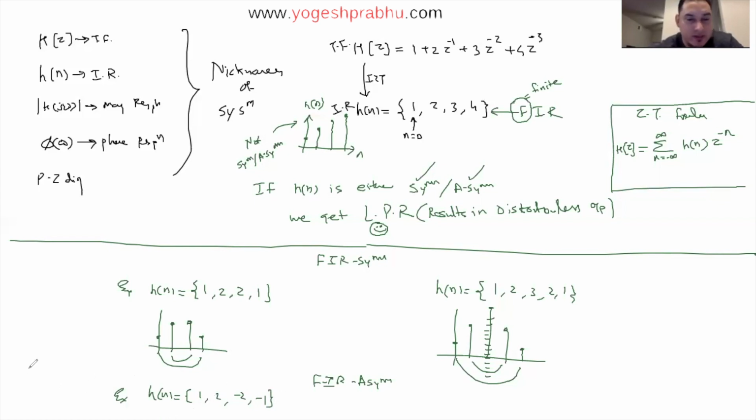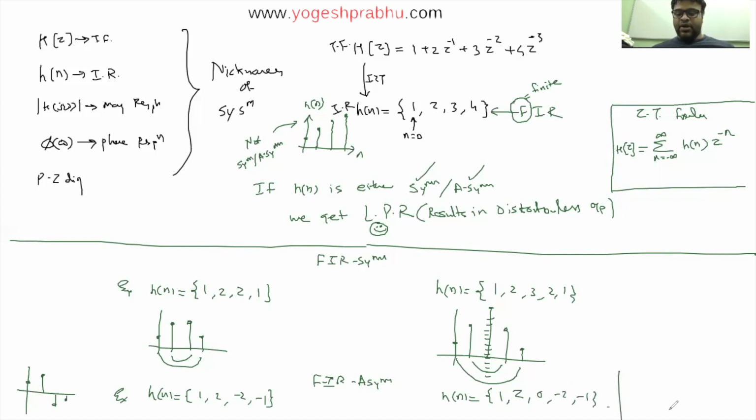Yes, because it's the same value, but just negative. 1, 2, minus 2, minus 1. That's asymmetric, this h of n. Or it could be h of n as 1, 2, 0, minus 2, minus 1. If I plot that, it is going to be 1, 2, 0, minus 2, minus 1. This is asymmetric.